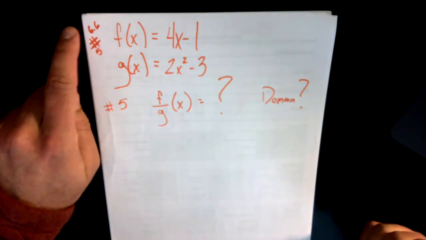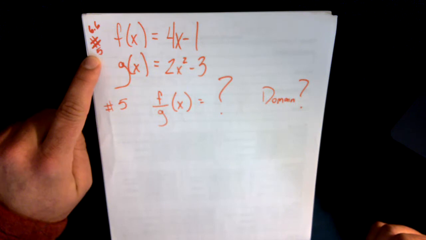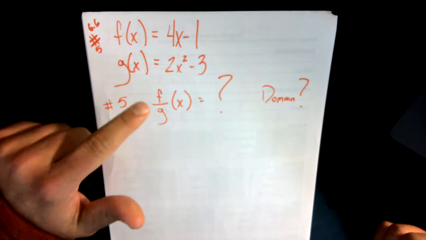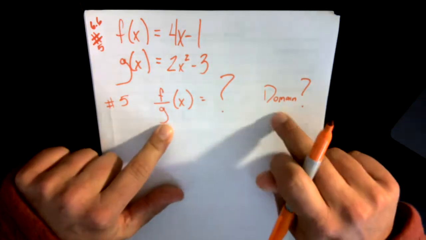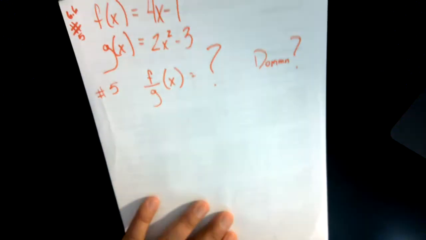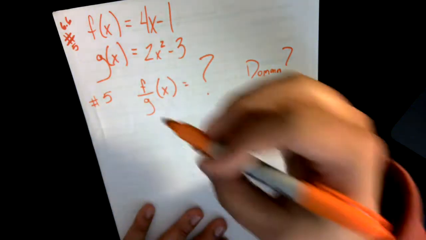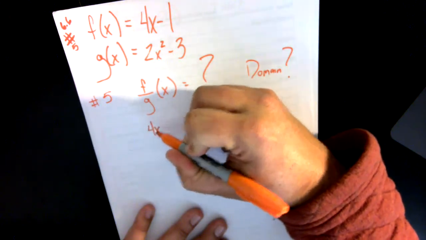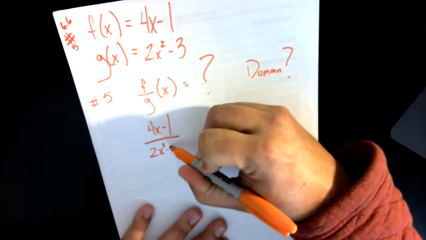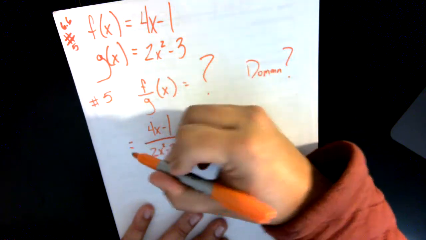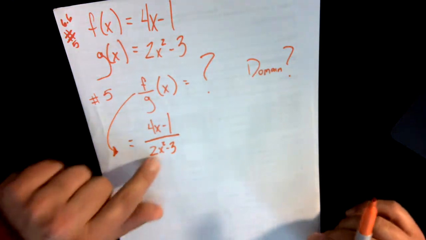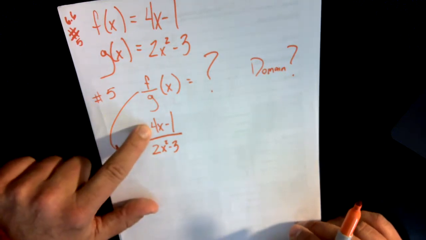We're here with 6.6 Mambo number 5. You've got two functions, f of x and g of x, and they want to know what is f divided by g of x, but then more importantly, what's the domain of this composite function. So f of x divided by g of x is just going to be 4x minus 1 over 2x squared minus 3. There's really no simplifying we can do there because this is not factorable and that's not factorable either.